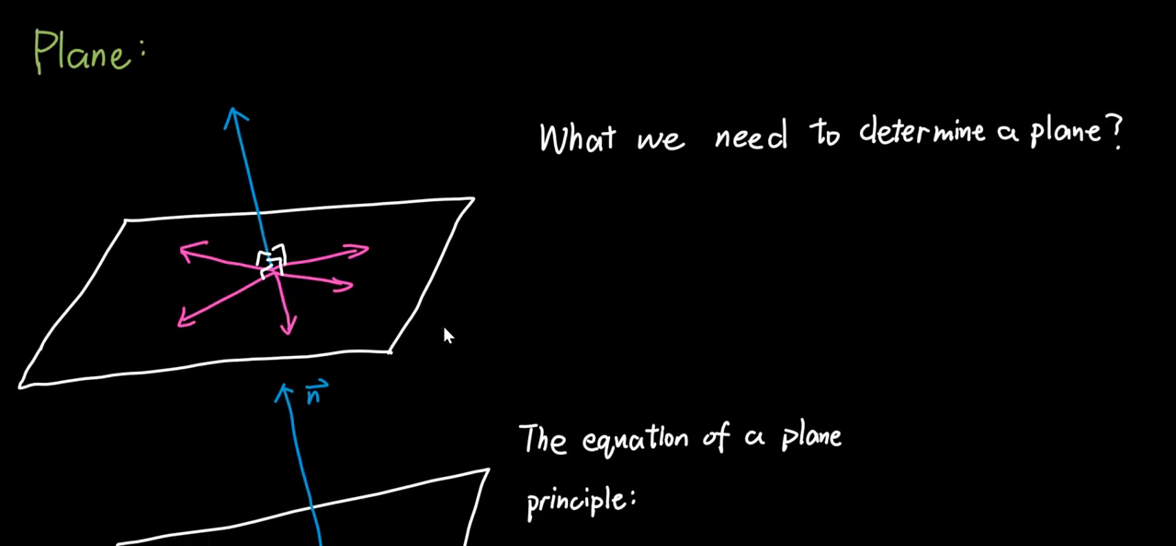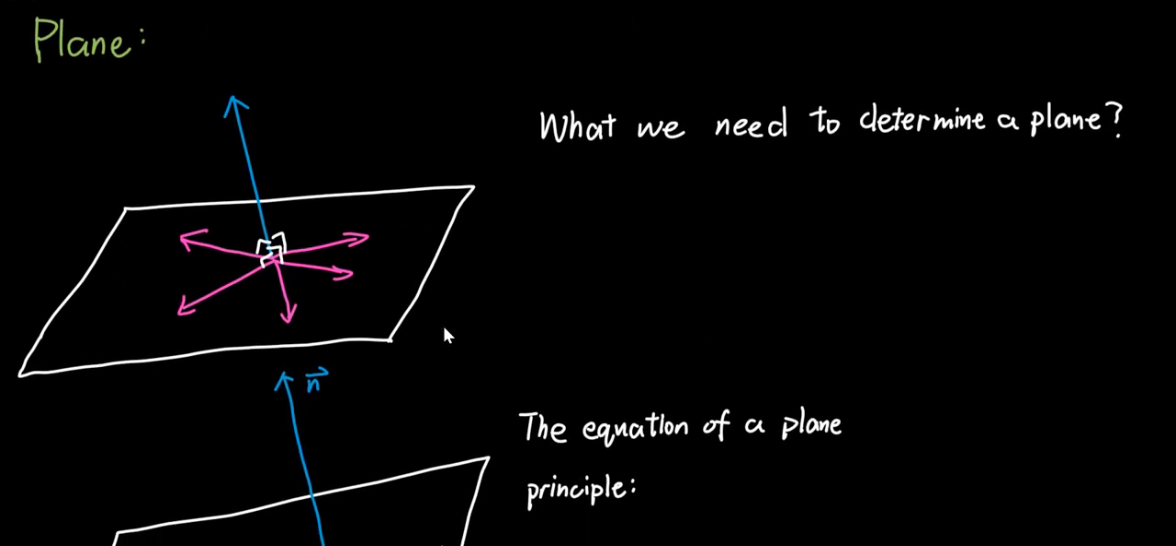Now, I'm going to talk about the plane. So what do we need to determine a plane? Well, we need a normal vector of the plane. Once we find a normal vector of the plane, all the vectors in the plane are perpendicular to the normal vector, and different planes have different normal vectors. Thus, we can determine the plane uniquely by the normal vector. So, the answer to this question is the normal vector of the plane.